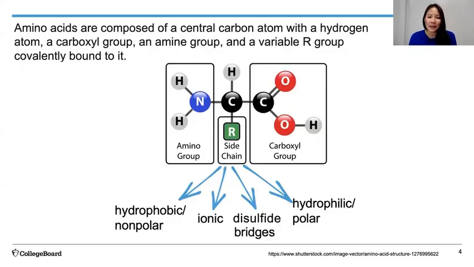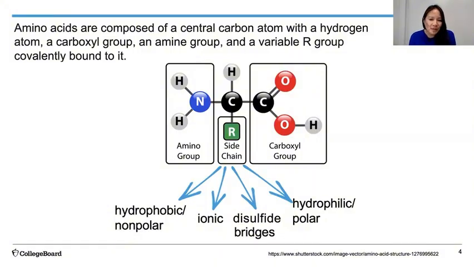So let's take a look at the monomer, that building block of proteins. That is going to be an amino acid. So amino acids are composed of a central carbon with a hydrogen atom. It also has a carboxyl group, it's going to have an amino group, and it's going to have a variable R group covalently bonded to it.